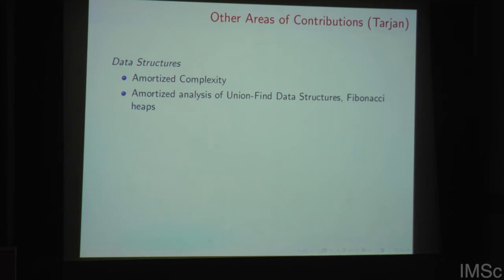This is probably one of the more complicated analyses we do in the first algorithms course, the analysis of the union-find data structure, which has suddenly the inverse Ackermann function coming in there. He designed various self-organizing data structures, splay trees. I'll spend more time on splay trees and amortized complexity later.